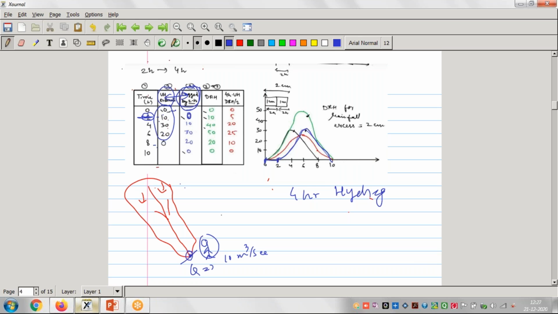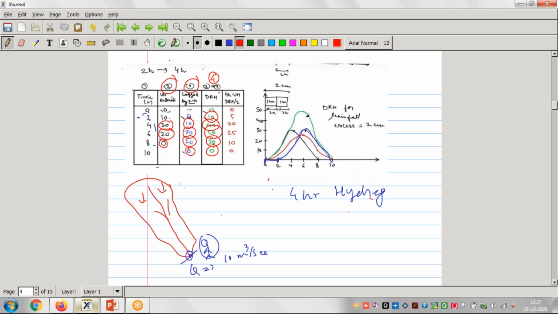So we have to add just these two. 0 plus nothing is here, so that will be 0. See here, we will add column 2 and column 3. So 0 plus 0, nothing, 0. Then 10 plus 0, it is 10. Then 30 plus 10, it will be 40. Then 20 plus 30, it will be 50. Then 0 plus 20, it will be 20. Then 0 plus nothing, it is 0. Now we get this column, the fourth column.